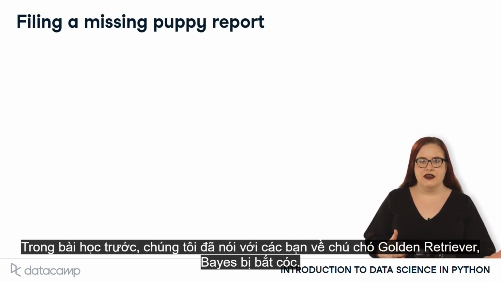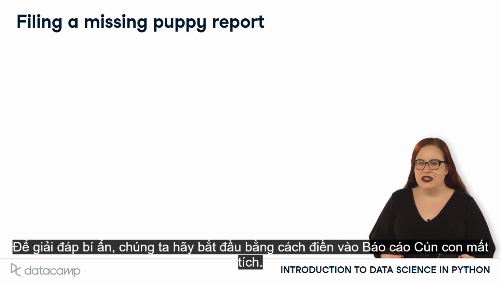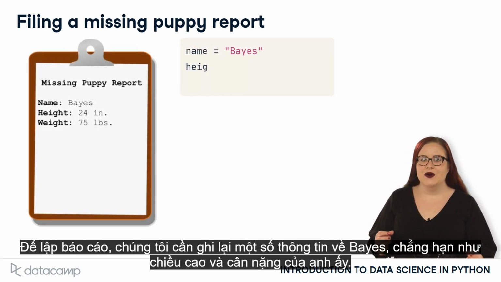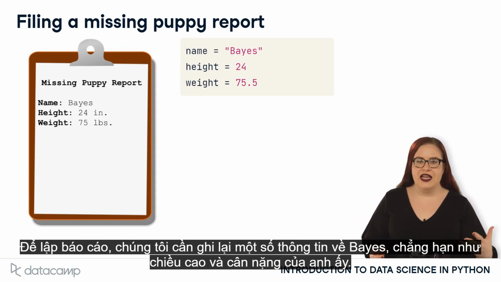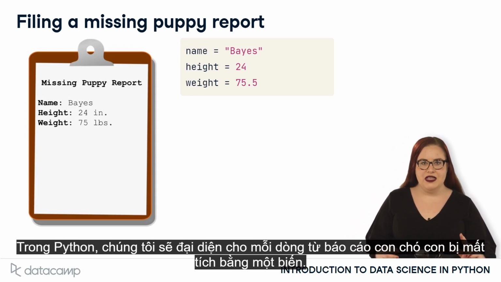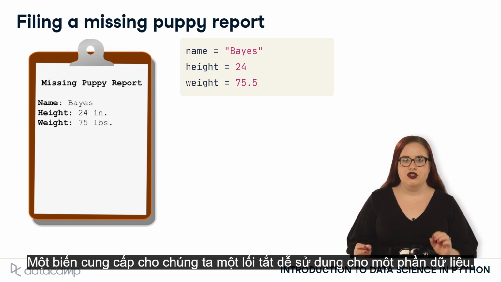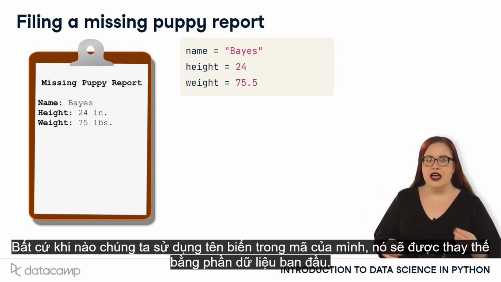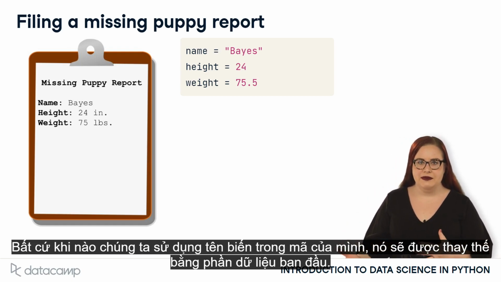In the previous lesson, we told you about our kidnapped golden retriever, Baze. To solve the mystery, let's start by filling out a missing puppy report. In order to file the report, we'll need to record some information about Baze, such as his height and weight. In Python, we will represent each line from the missing puppy report with a variable. A variable gives us an easy-to-use shortcut to a piece of data. Whenever we use the variable name in our code, it will be replaced with the original piece of data.